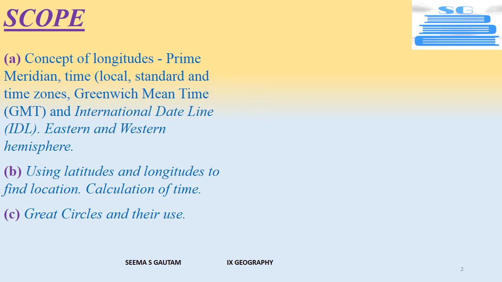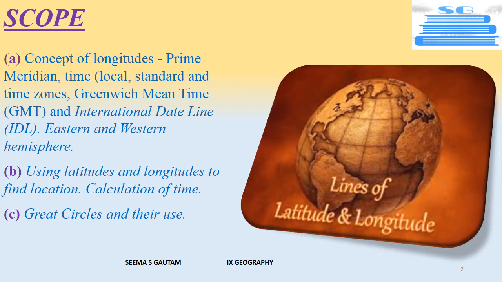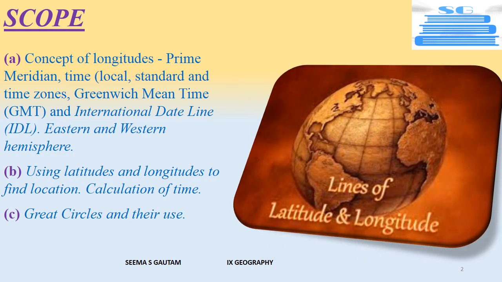In this chapter we'll learn about the concept of longitudes, prime meridian, time, that is local, standard and time zones, Greenwich Mean Time and International Date Line, Eastern and Western Hemisphere, followed by using latitudes and longitudes to find location, calculation of time, great circles and their use.